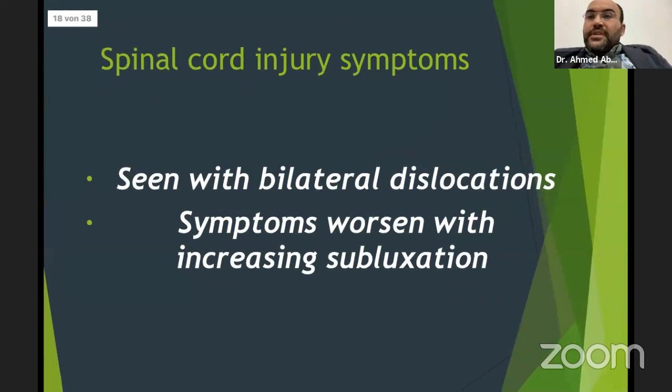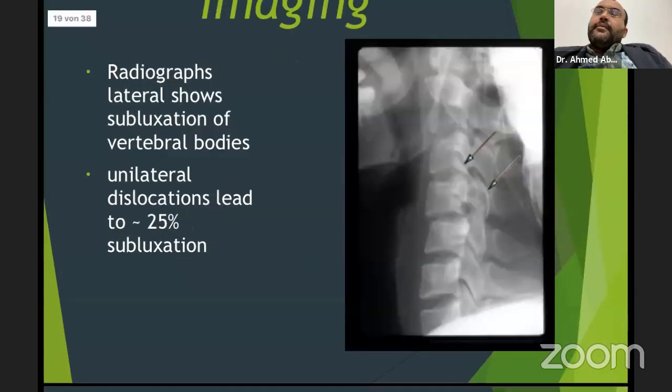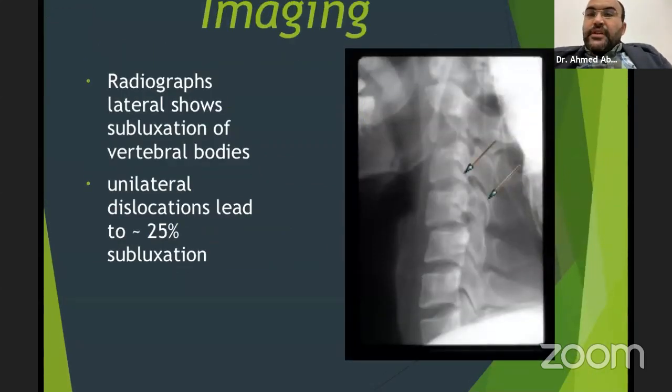Or the patient can present with spinal cord injury symptoms, which is seen in bilateral facet dislocations. The symptoms always worsen with increasing subluxation. Imaging: as for the imaging, it includes the radiographs, the CTs, and the MRI. The plain radiographs, mainly the lateral views, always show the subluxation of the vertebral bodies.